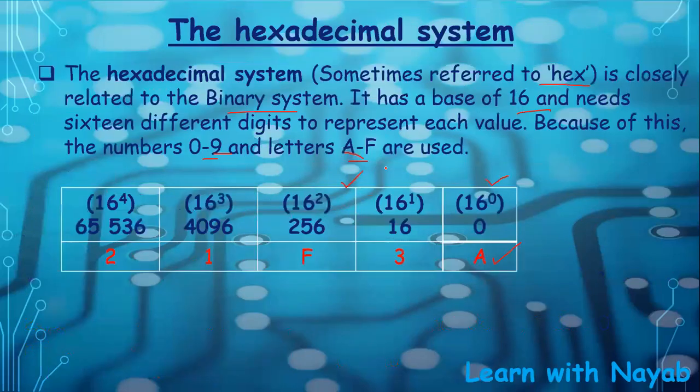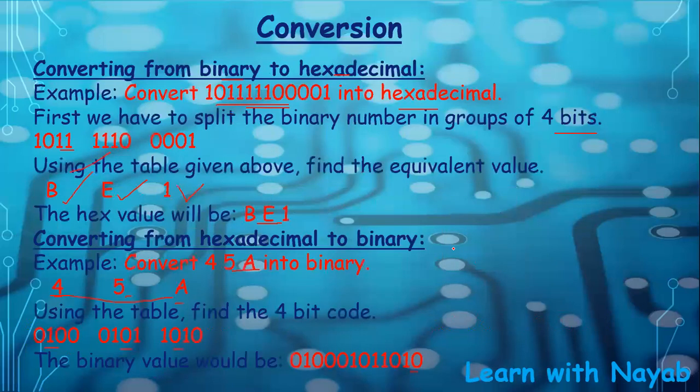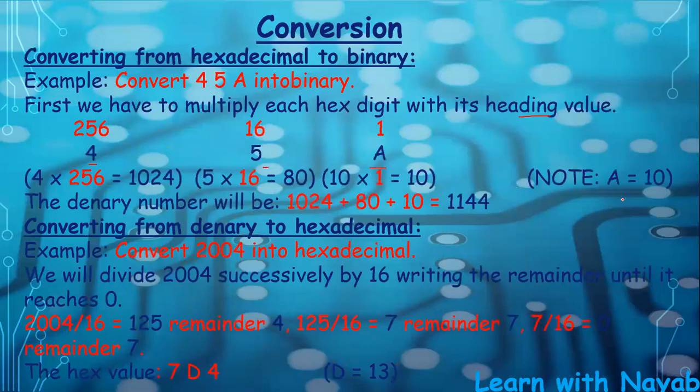So these are the headings. For 4, 5, and A, we're going to take the headings. Actually, A equals 10 over here. I also gave a note that A equals 10. So what we have to do is multiply the digits by their headings. So 4 multiplied by 256 equals 1024. 16 multiplied by 5 equals 80. And A multiplied by 1 equals 10, because the A hex value equals 10.